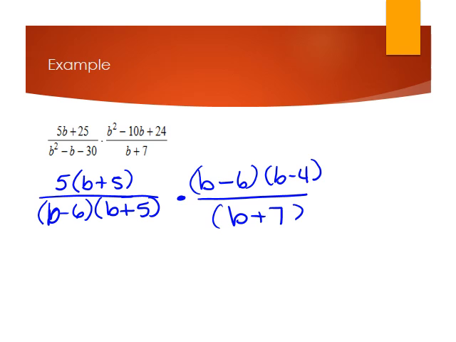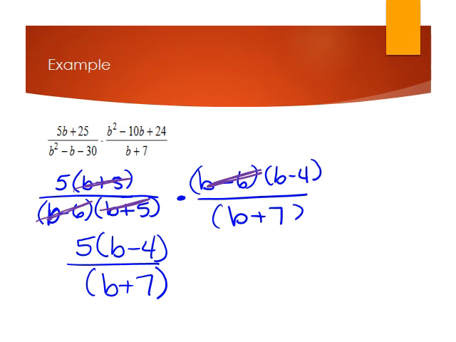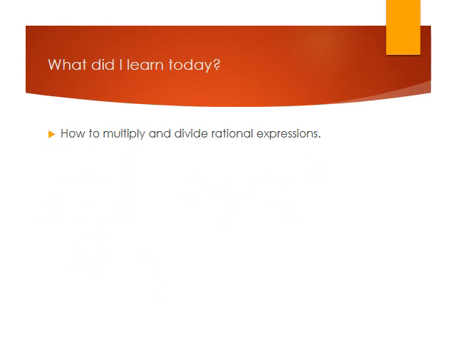Okay, so if I cancel out my like terms, this b plus 5 and this b plus 5 cancel, the b minus 6 and the b minus 6 cancel. And I'm left with 5 times b minus 4 over b plus 7. We can't simplify out the b's because that's one whole term. If you put 5 in there, that would be like saying 5 times 1 over 5 or over 12, and that can't be simplified. So the whole expression has to be exactly the same in order to cancel it out.